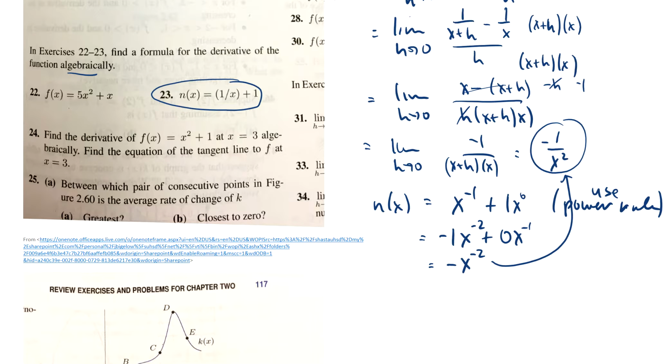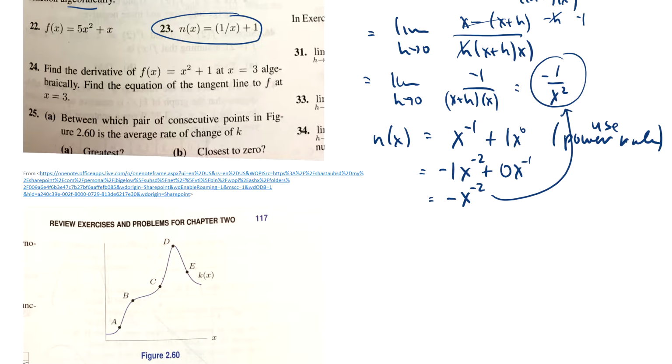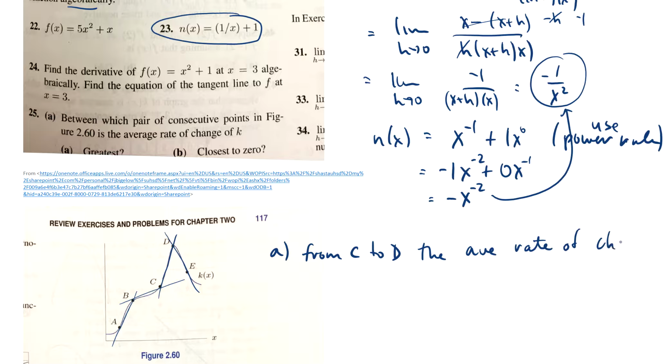And 25, I chopped off part of the problem, so let's see, between which pair of consecutive points is the average rate of change the greatest? Well, the average rate of change is the slope of the secant line, so I want to try to see which one of these secant lines is the greatest. And it looks like from C to D, from C to D, the average rate of change is greatest.